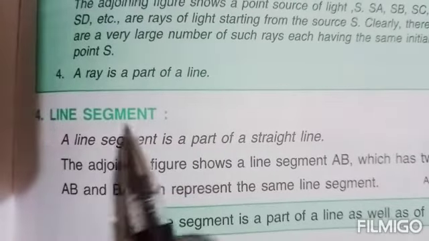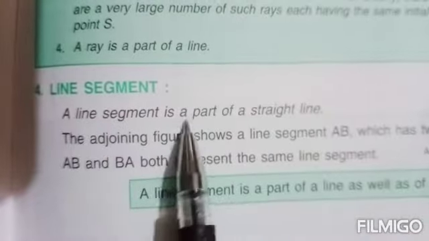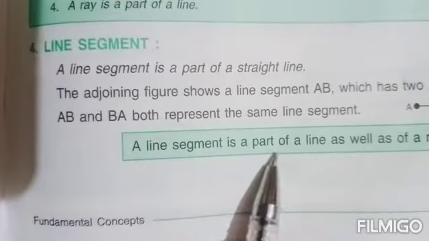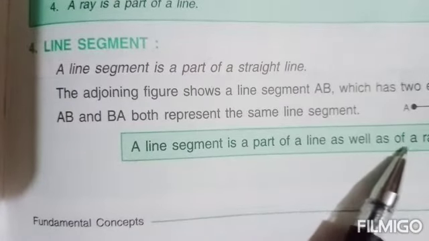Fourth one, line segment. A line segment is a part of a straight line, or we can say like this, a line segment is a part of a line as well as of a ray.